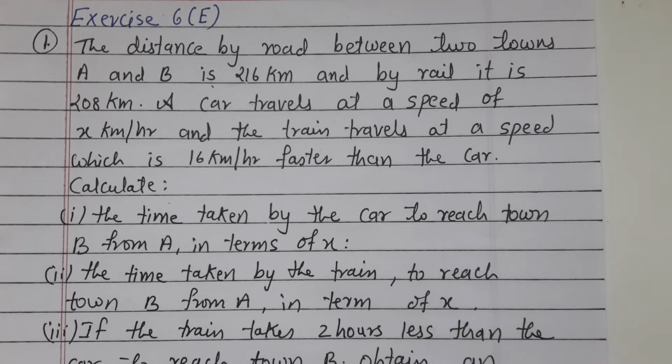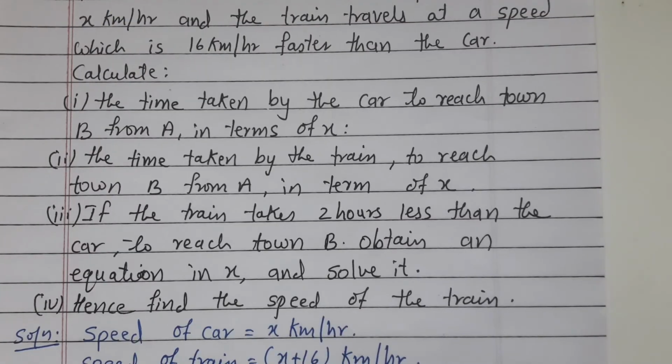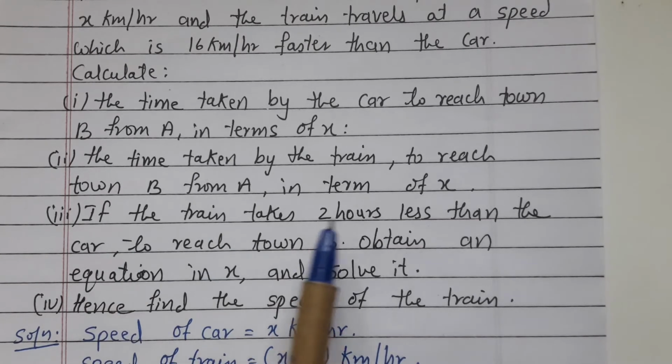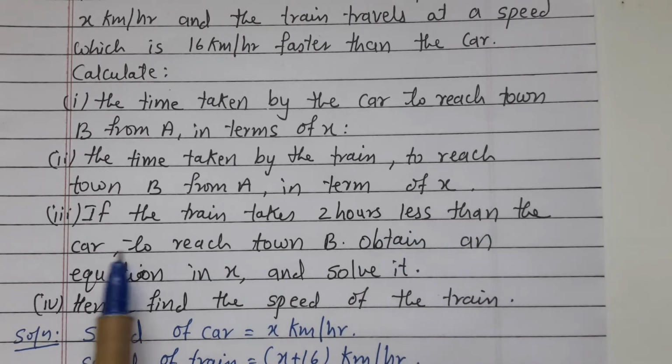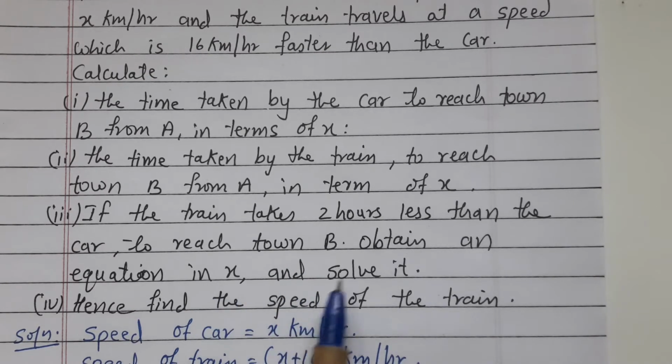Calculate: number 1, the time taken by the car to reach town B from A in terms of x. Number 2, the time taken by the train to reach town B from A in terms of x. Third, if the train takes 2 hours less than the car to reach the town B, obtain an equation in x and solve it. Fourth, hence find the speed of the train.